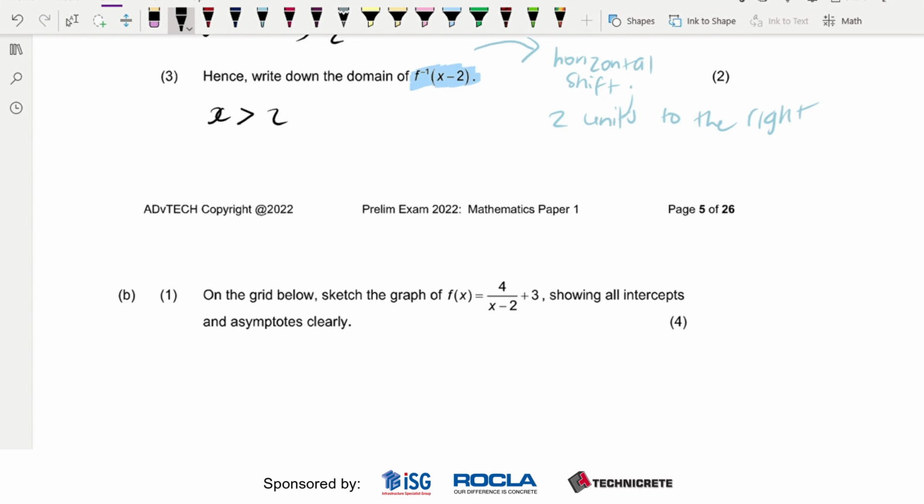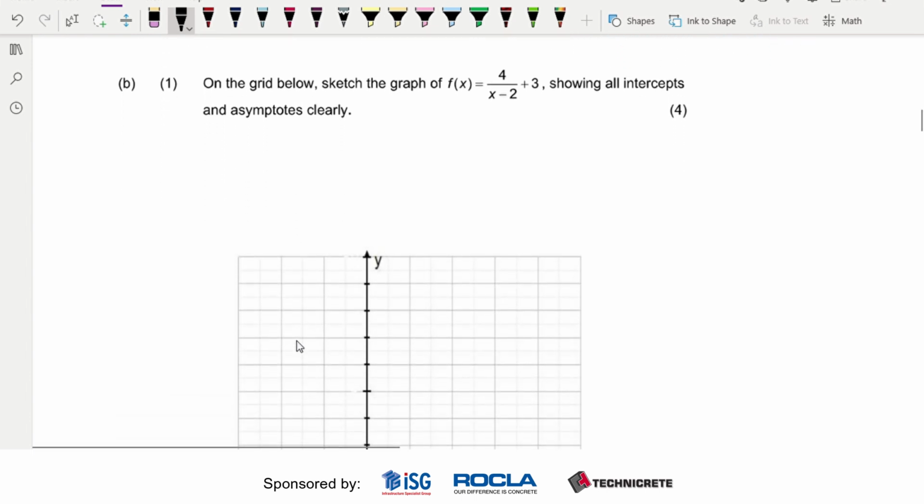It's reflected about this line y is equal to x. And when it's shifted 2 units to the right, we can see that x has to be greater than 2, because this line x is equal to 2 now becomes our vertical asymptote. All right, let's move on to question B.